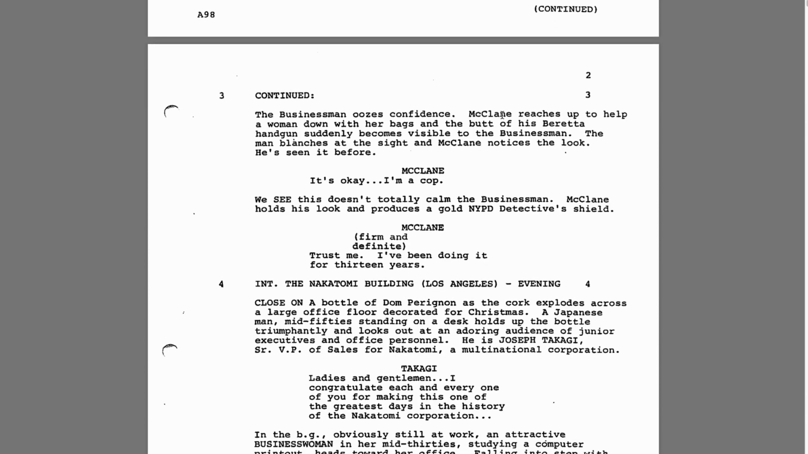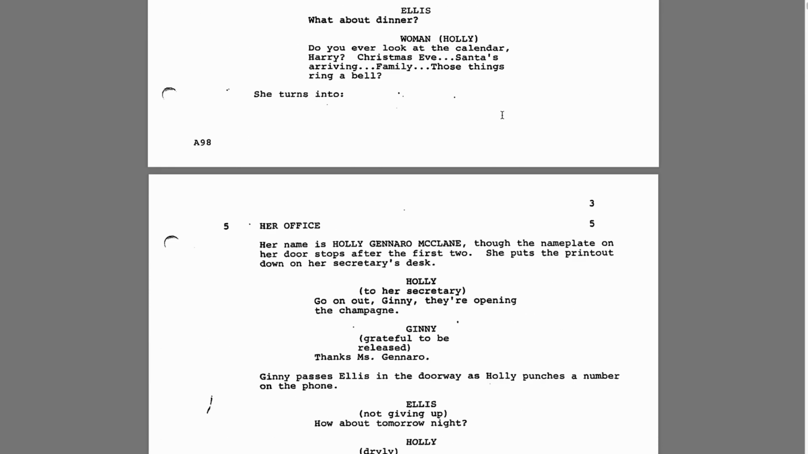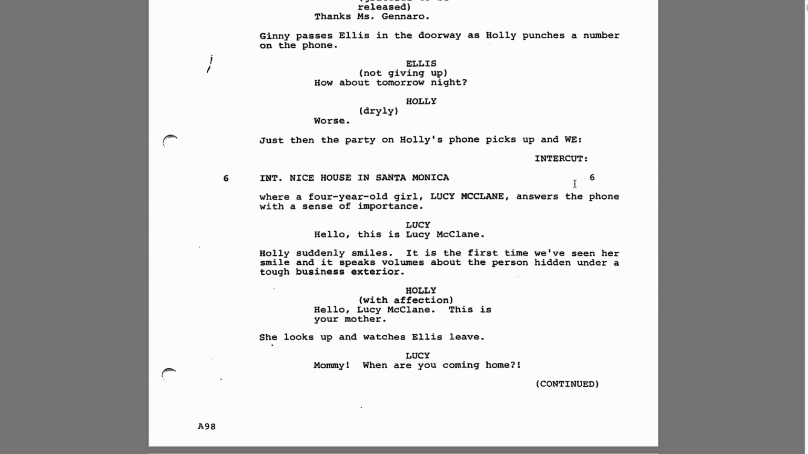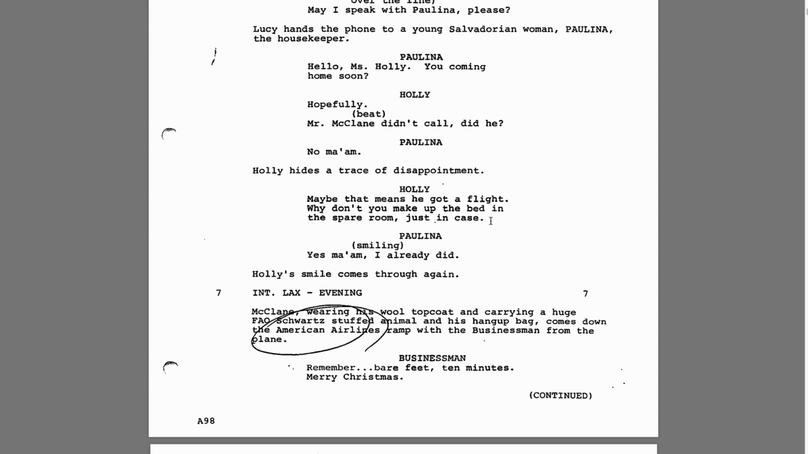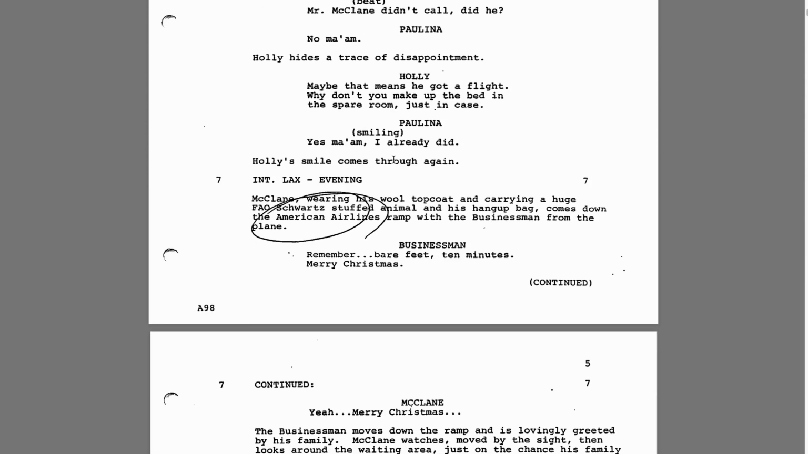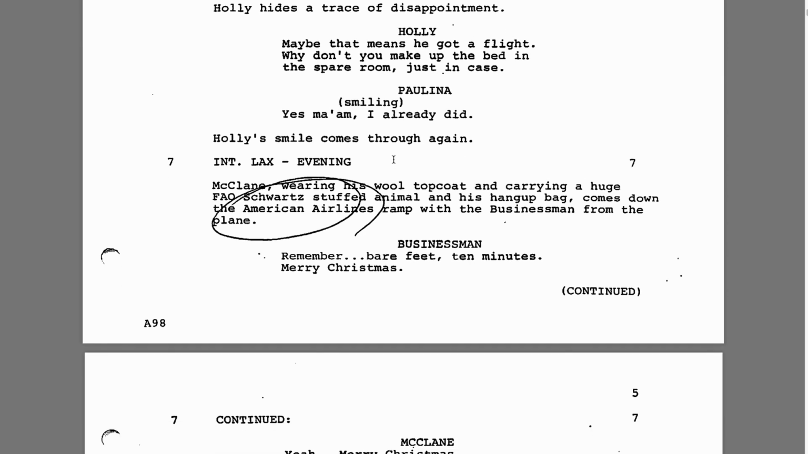All right. Like I said, this is a shooting script, and you can tell because it's got all these scene numbers, and it's got very specific camera angles in some of the slug lines here. So this is the first scene that I wanted to start with, when John McClane first gets picked up at the airport.